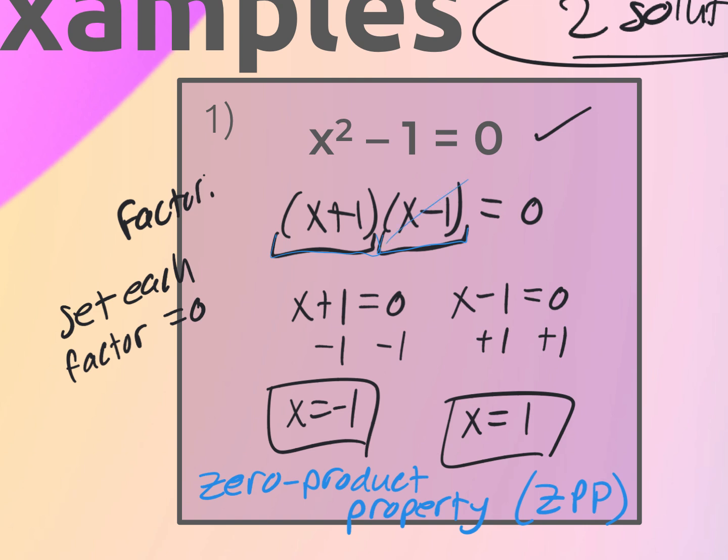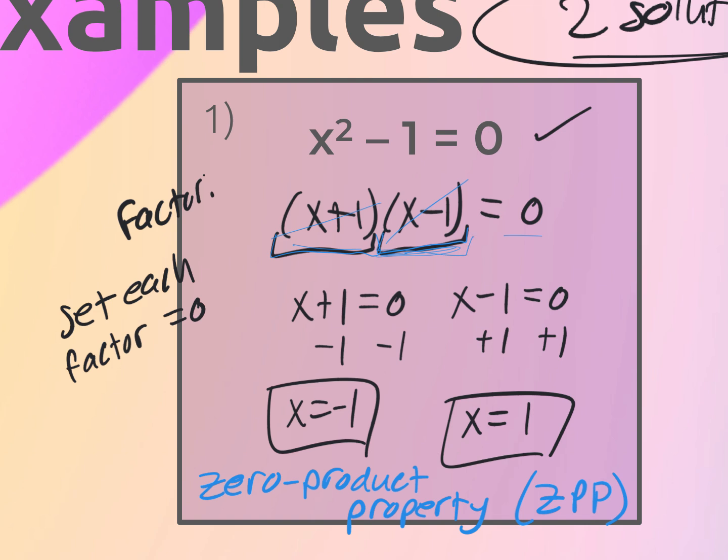Let's say x minus 1 is not 0. Then what does x plus 1 have to be for it to equal 0? It has to be 0, because you need to multiply this by something to get 0. The same thing with x minus 1. Let's say x plus 1 is not 0, but that means x minus 1 has to be 0.